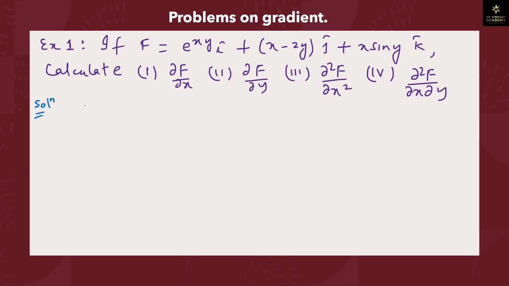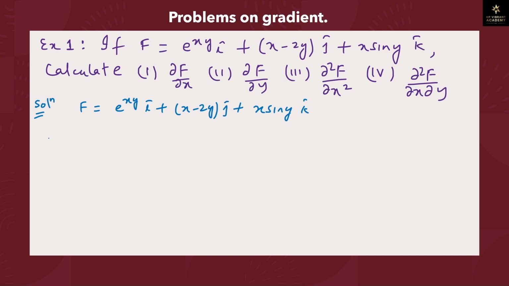We have the expression for f as f is given as e to the power xy i cap plus x minus 2y j cap plus x into sin y k cap. Okay, so we have to find the partial derivative of f with respect to x. We have already studied the concept of the partial derivative.